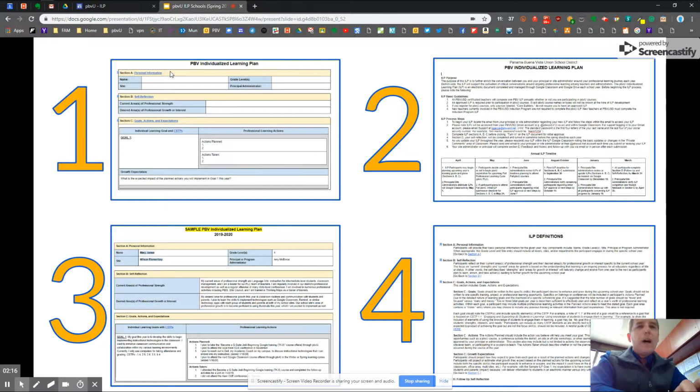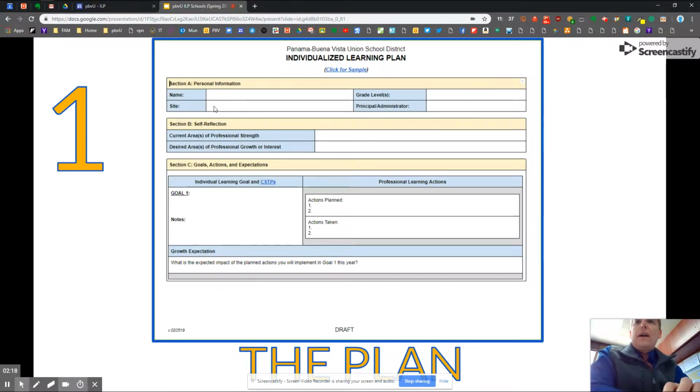So here is the plan. You'll see section A, personal information. You'll see section B, self-reflection, and then we have section C, goals, actions, and expectations.